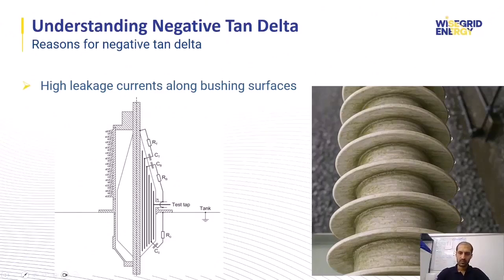When a high voltage is applied to the central conductor of the bushing, the leakage current doesn't only pass through the internal capacitive layers, but also partially flows over the surface, adding an unwanted component to the total current measured. So the surface leakage current can distort the measurement and may even result in negative tan delta, which, as discussed, is physically meaningless.